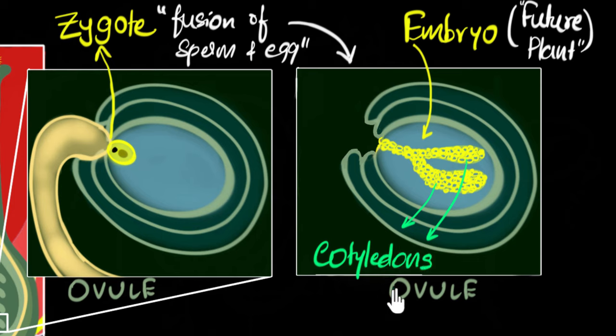And their main job is to provide the embryo with all the nutrition, all the food that they need. Once it starts growing, it'll require a lot of food. And remember, we don't have leaves yet. So until the new leaves get formed, the cotyledons are the ones that are going to provide them with nourishment when it starts growing.